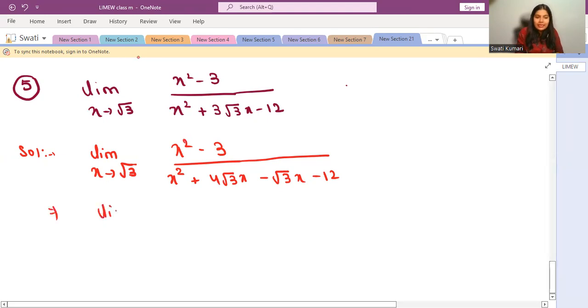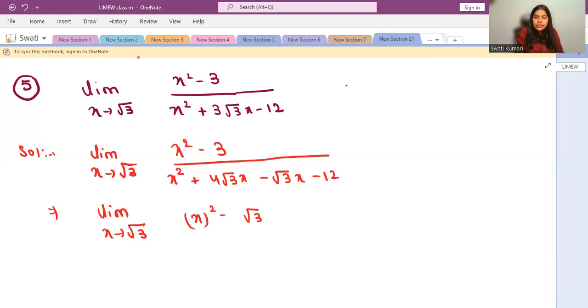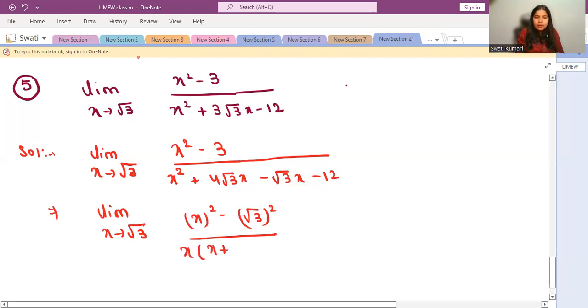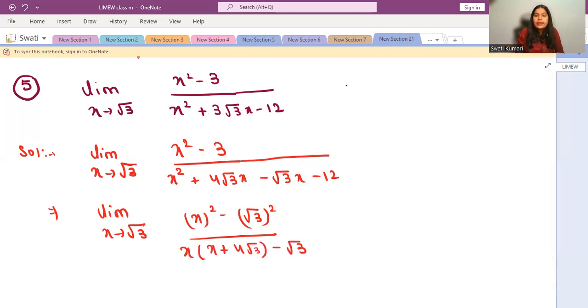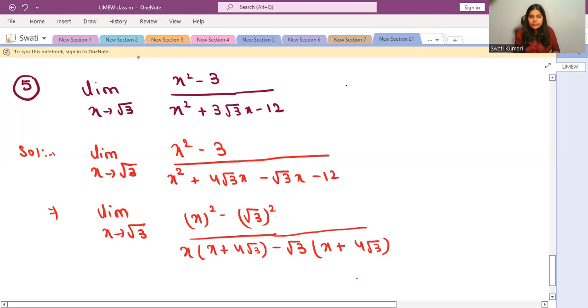Now next is limit x tends to root 3. And x squared as it is, we can write 3 as root 3 squared, upon... Of course, I can take x common, so this will become x plus 4 root 3. And here I can take root 3 common, so I'll be getting x, and since I've taken the minus sign common, it will become plus sign here. And I want 12 here, so root 3 into 4 root 3 only will give me 12. So I write 4 root 3 inside the bracket.